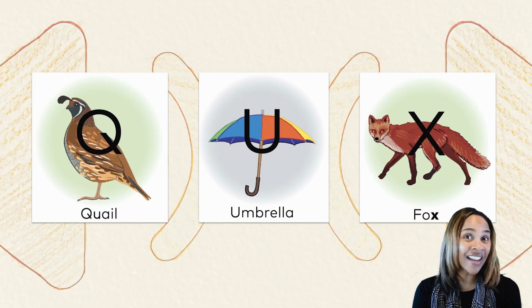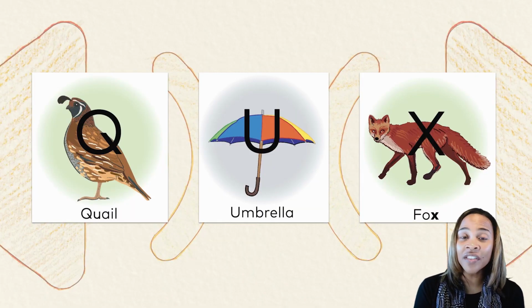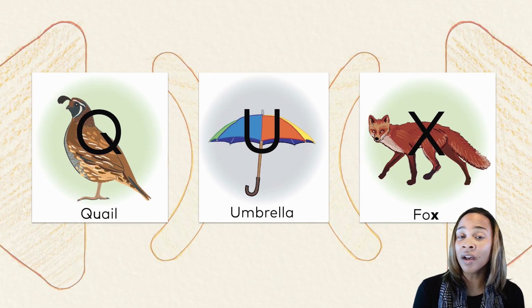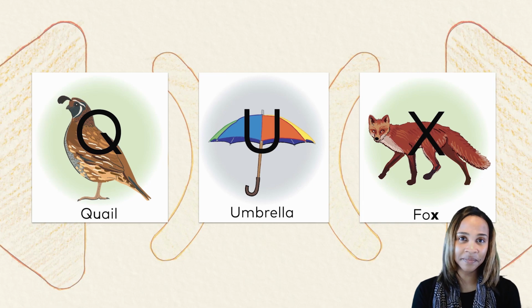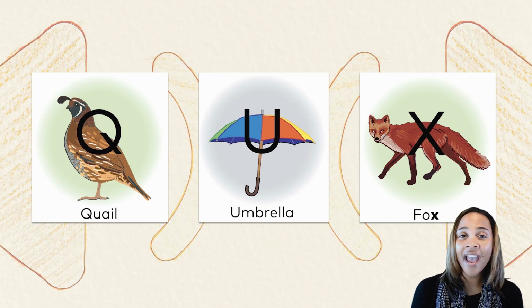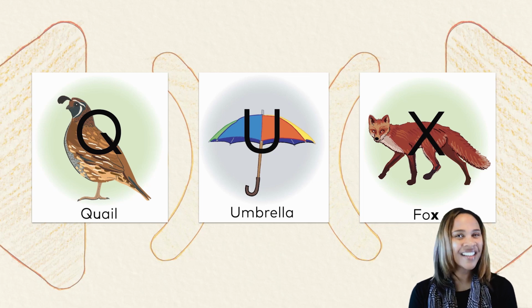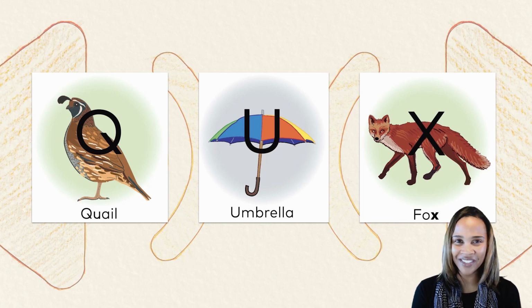Great job. Let's say our letter sound chant for all of the new letters that we've just learned. I want you to repeat them after me. Let's start with the letter Q. Q, quail. U, umbrella. X, fox. Awesome job with your letter sound chant.